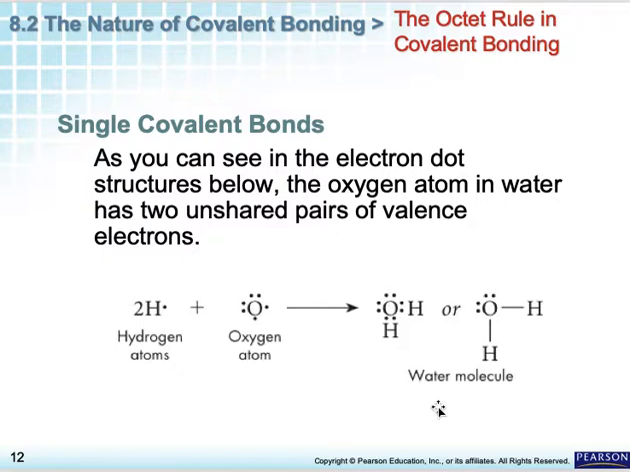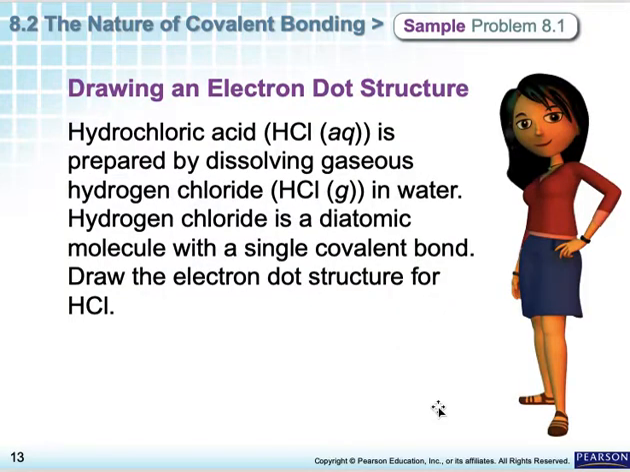So we look at water molecules. We have 2 lone pairs on the oxygen and 2 single bonds between the hydrogens and the oxygen. So hydrochloric acid is prepared by dissolving gaseous hydrogen chloride in water. Hydrogen chloride is a diatomic molecule. Draw the electron dot structure for it.